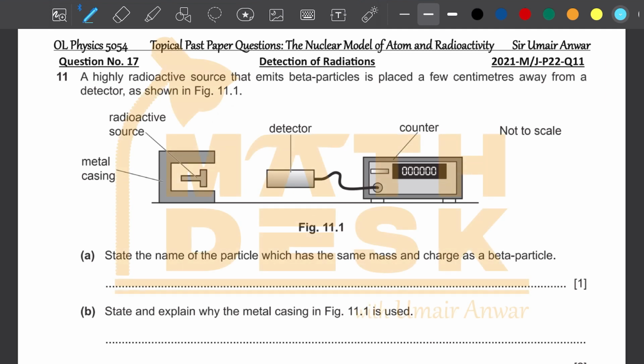Welcome to this tutorial. I am explaining question number 11 of paper 2 May-June exam series of 2021. The topic of this question is detection of radiations.